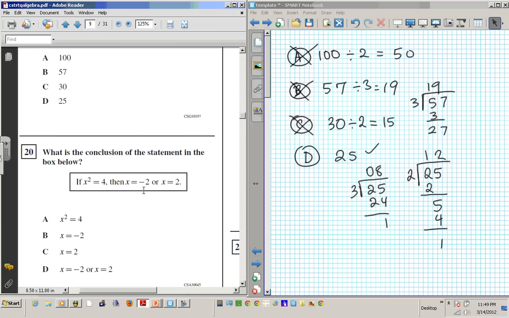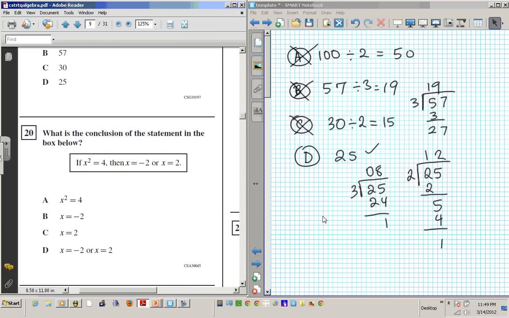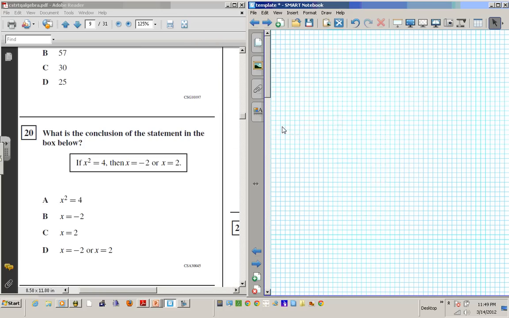Alright, let's move on to number 20, and then we'll stop the first part. Okay? So for number 20, it says if x squared equals 4, then x equals negative 2 or 2. What is the conclusion? So this is an if-then statement. We have if A, then B. The first part is known as the premise, and the last part is known as the conclusion. Okay? Anything that comes after the then is your conclusion.